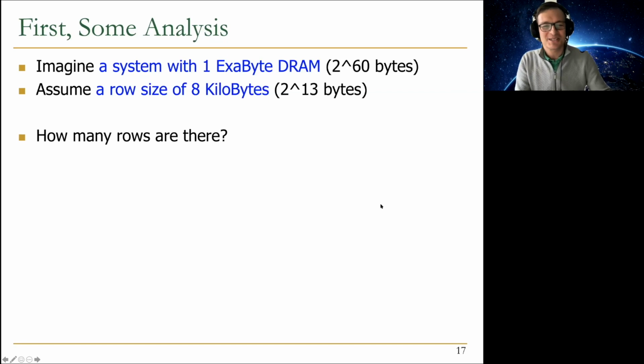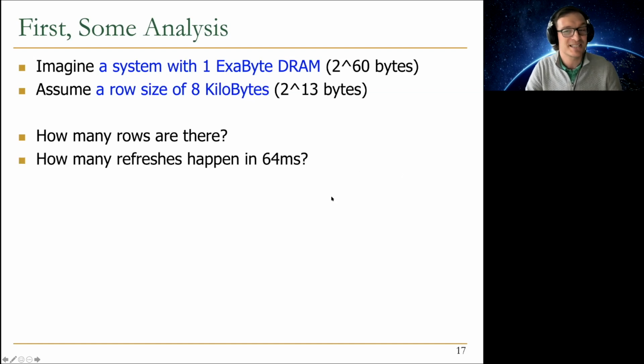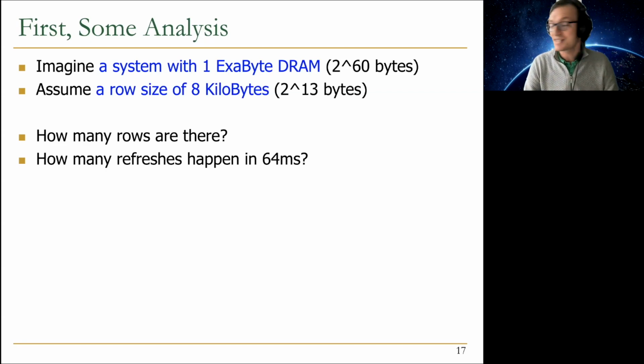So of course, first question is easy. How many rows are there? You divide the memory size with the row size. Basically, you get 2 to the 47, right? That's a lot, actually. And how many refreshes happen in 64 milliseconds? That's essentially 2 to the 47 rows need to be refreshed every 64 milliseconds, assuming that every row needs to be refreshed every 64 milliseconds.